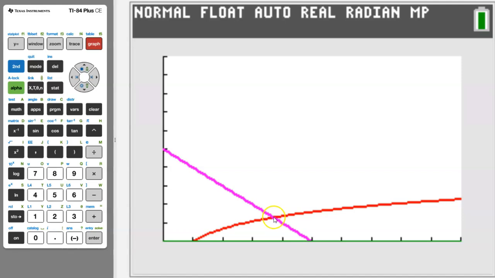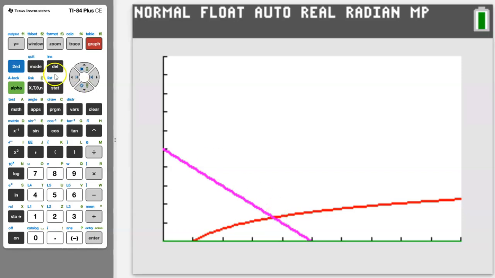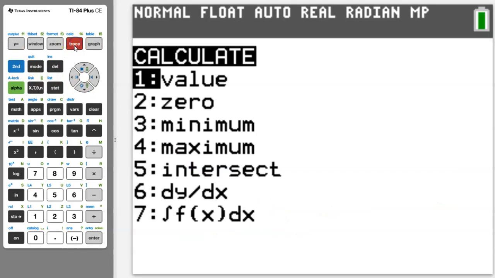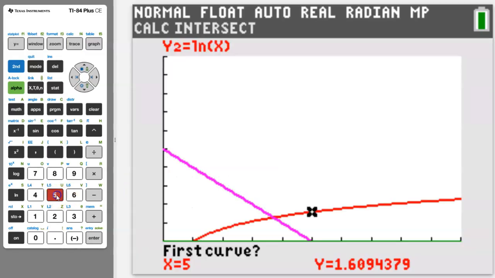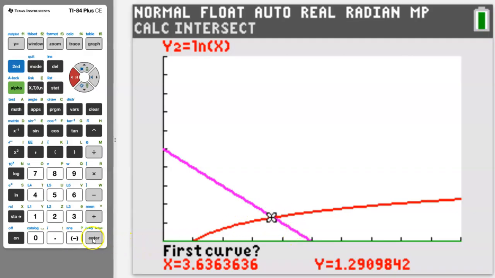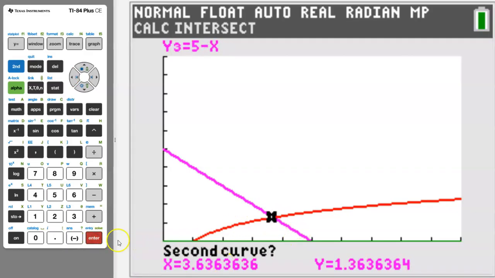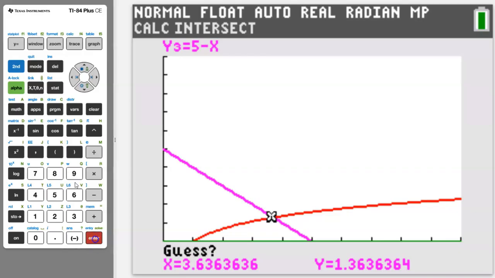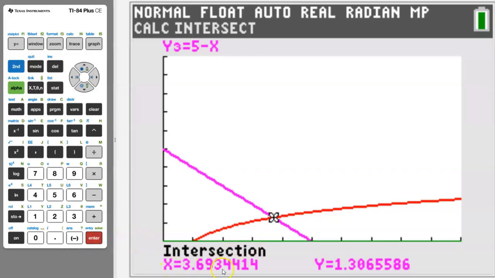We need to find the x value of this intersection point, so hit second trace and choose option 5 for intersection. Move the pointer close to this point of intersection, and hit enter three times, but be careful that we are only dealing with the magenta function and the red function. So I'm going to hit enter, and now I've got the magenta, enter, and enter again. So this is the x-coordinate of the intersection point.